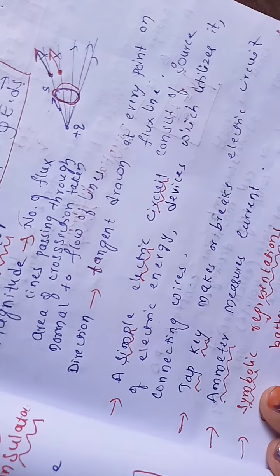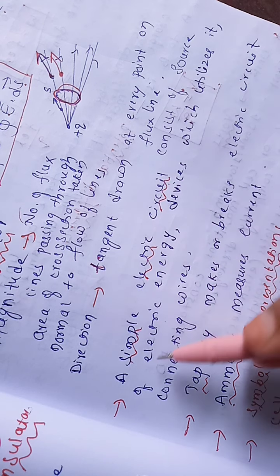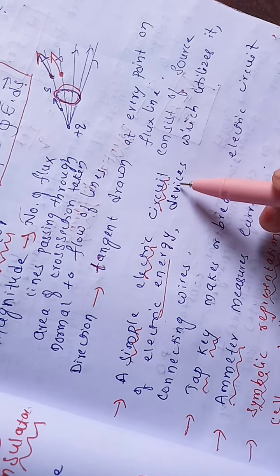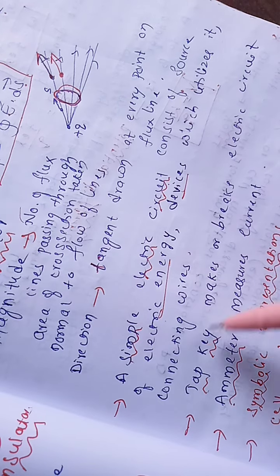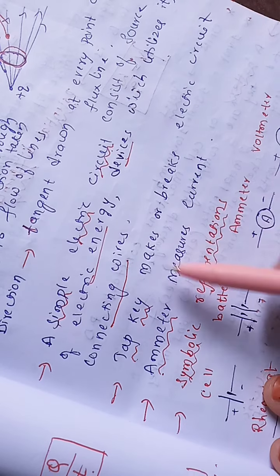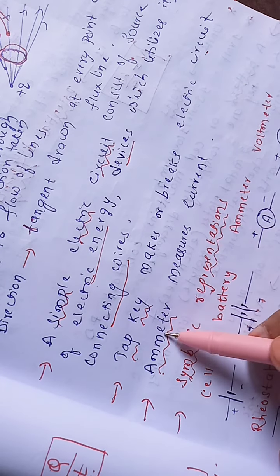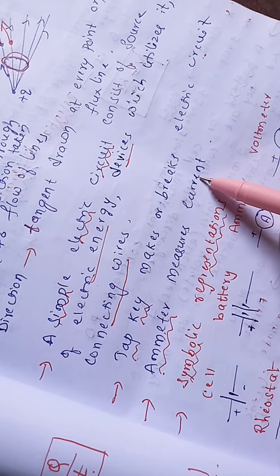Next, a simple circuit consists of a source of electric energy, devices which utilize it, and connecting wires. Now the tap key makes or breaks the electric circuit. The ammeter measures the current.